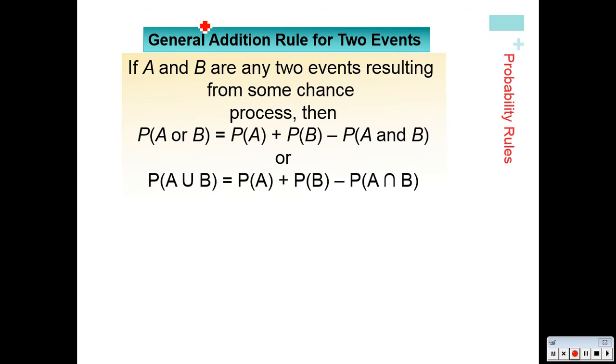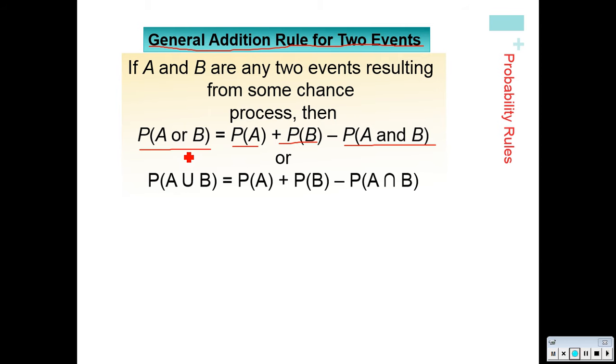So we talked previously about the rule for mutually exclusive events and the addition rule. This is more the general rule for two events. This is the rule that you would use when events are not mutually exclusive. We would say that the probability of A or B is equal to the probability of A plus the probability of B minus the probability of A and B. And that was what we just did in that previous example with part C.